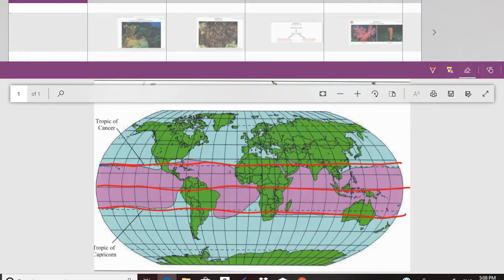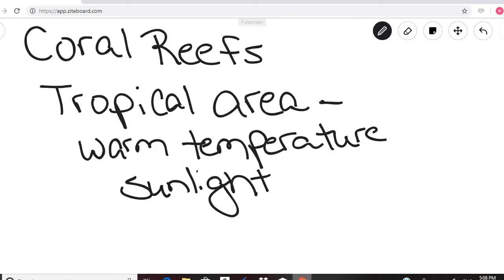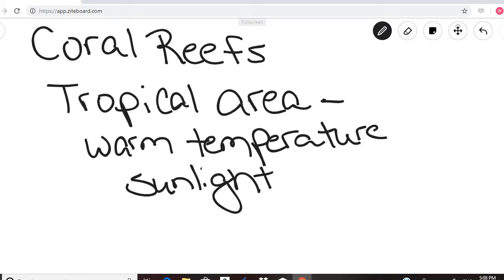So in order for a coral reef to grow, in order for the larvae of a coral reef to grow, the larvae need a hard surface to grow on, and they also need shallow and clear water where light can penetrate so that photosynthesis can take place.